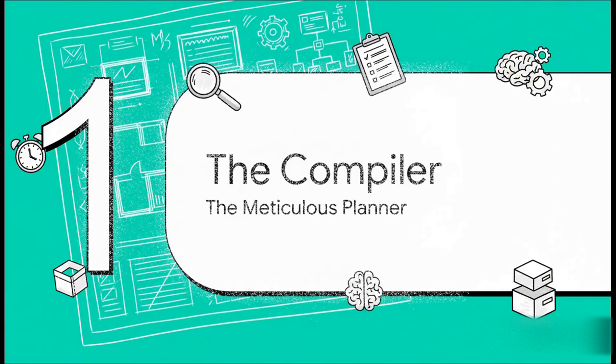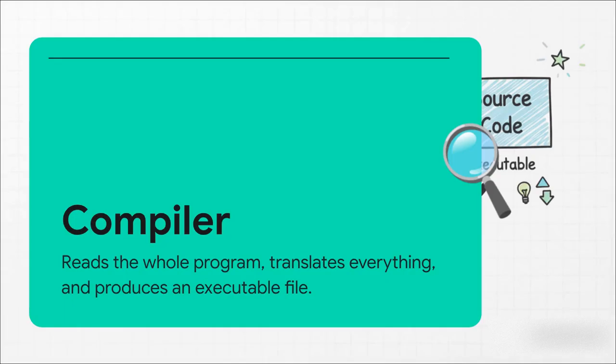Okay, so first up, let's talk about the compiler. I always like to think of the compiler as this super meticulous planner. It's incredibly thorough, and its whole philosophy is to get all the work done up front before anything else is allowed to happen. The key word here is entire. A compiler doesn't just peek at your code, it reads the whole thing, from the first line to the very last. And after it's analyzed everything, it spits out a brand new, totally separate file, an executable. And that file is pure machine code, ready for the computer's processor to understand and run directly.